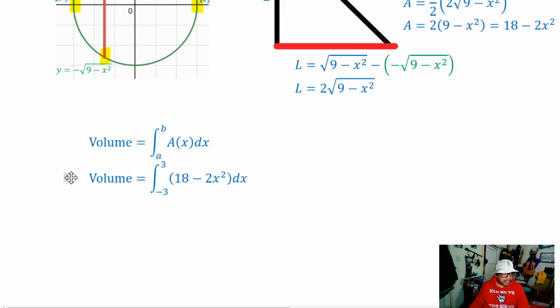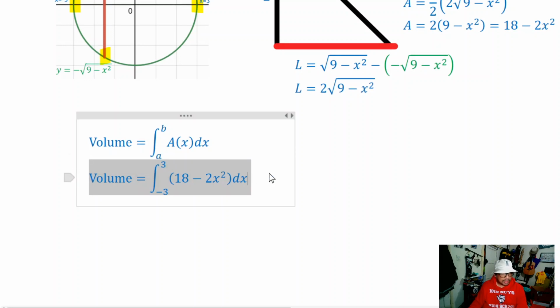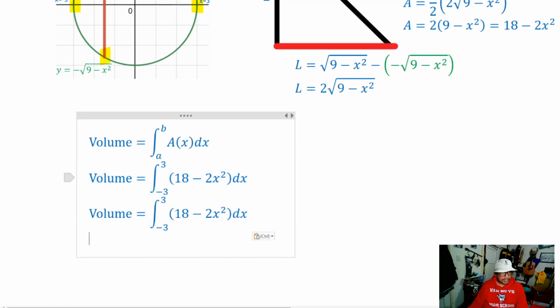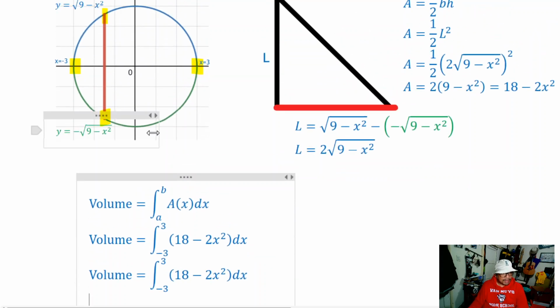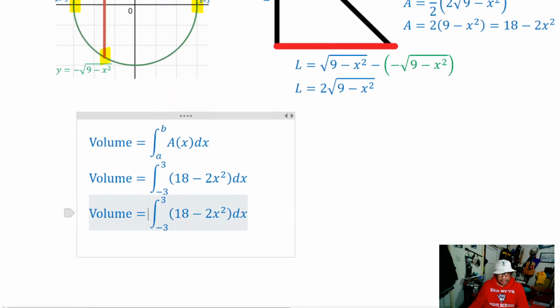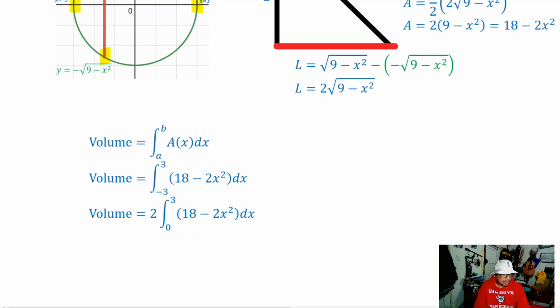Now I'm always looking to make the work easier. So in order to make the work easier, I notice that the left half and the right half of my shape are going to be the same. So I'm going to multiply by 2 and cut this from, instead of -3 to 3, we're going to go from 0 to 3. So that's going to make my substitution and all of that business a whole lot easier.